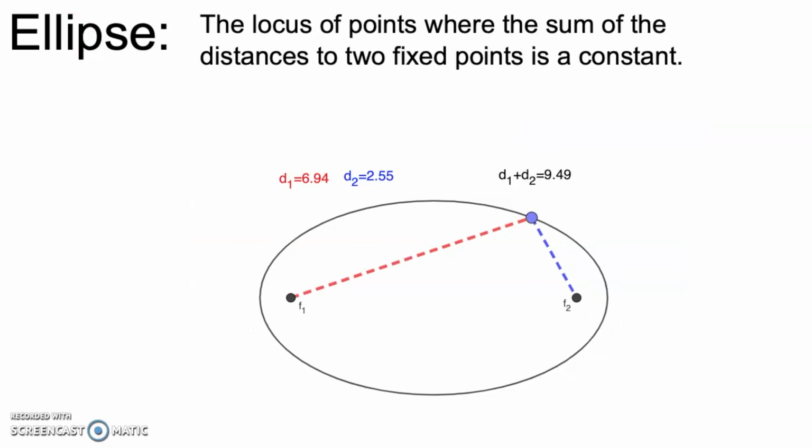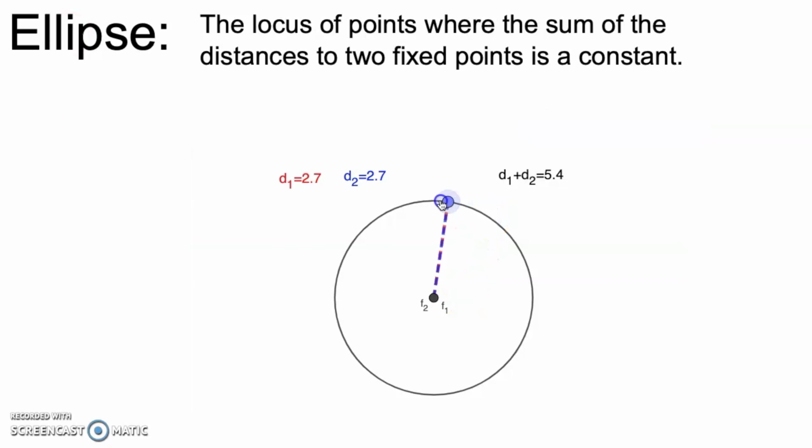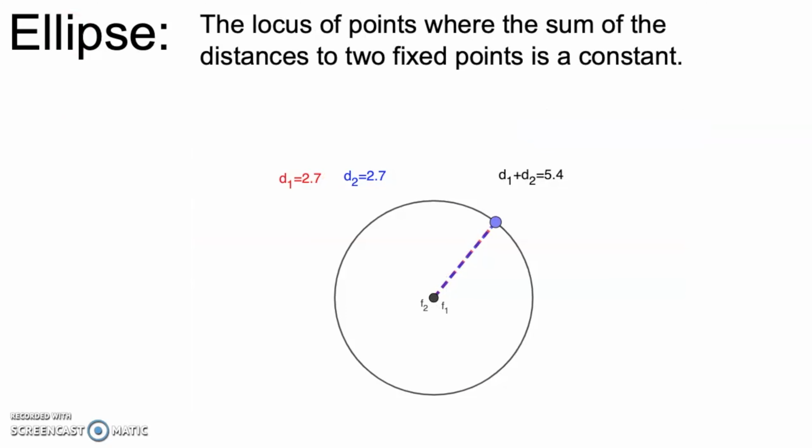By the way, you might want to ask yourself what happens if you bring the 2 foci together. Well, it should be no surprise that there we get a circle. Of course, the sum of the distances is fixed. It is double the radius of the circle. So a circle is actually a special case of an ellipse where these 2 foci are brought together.